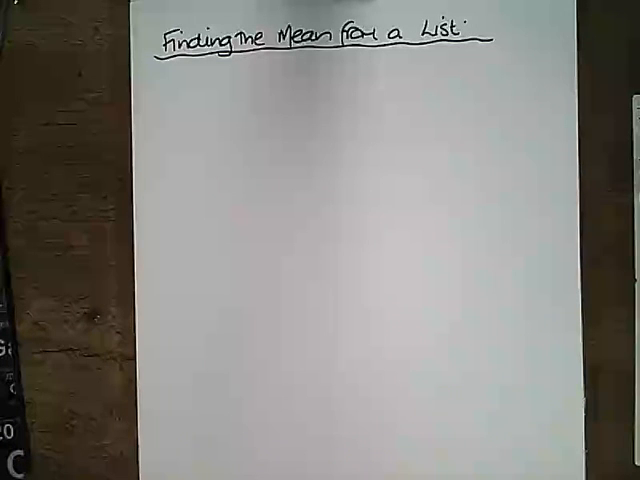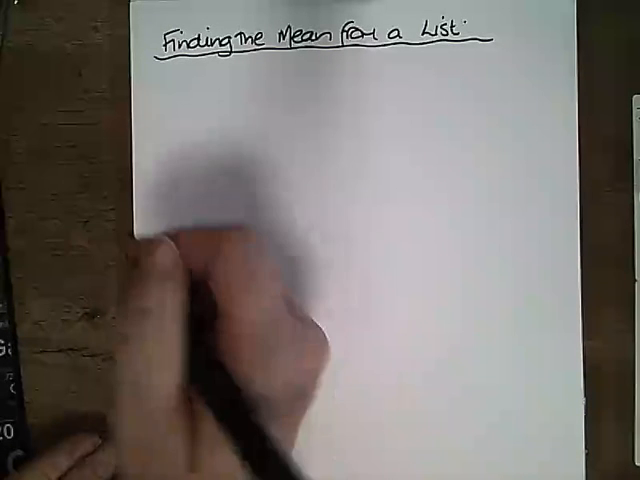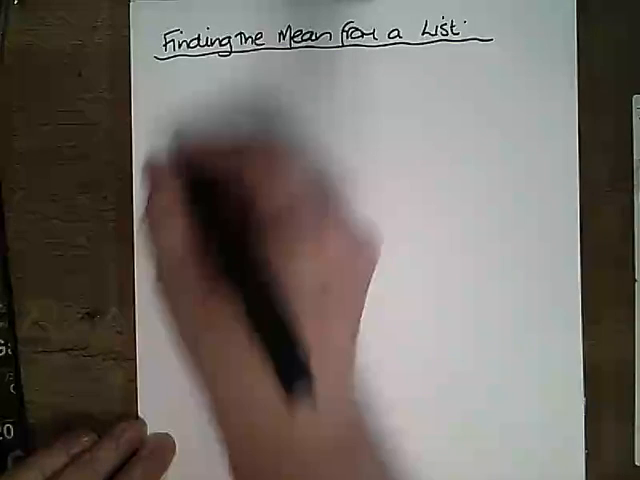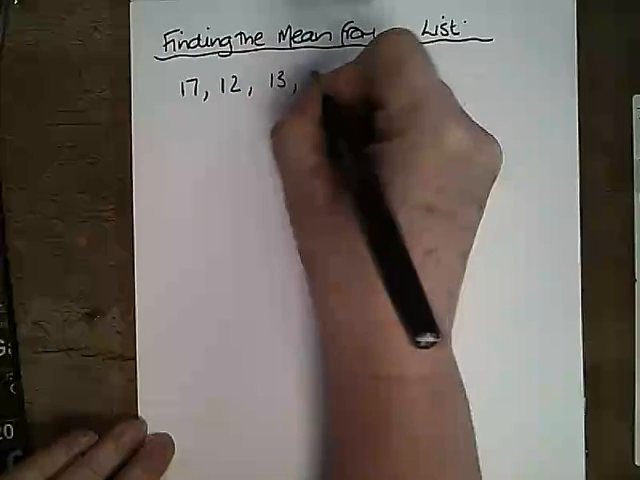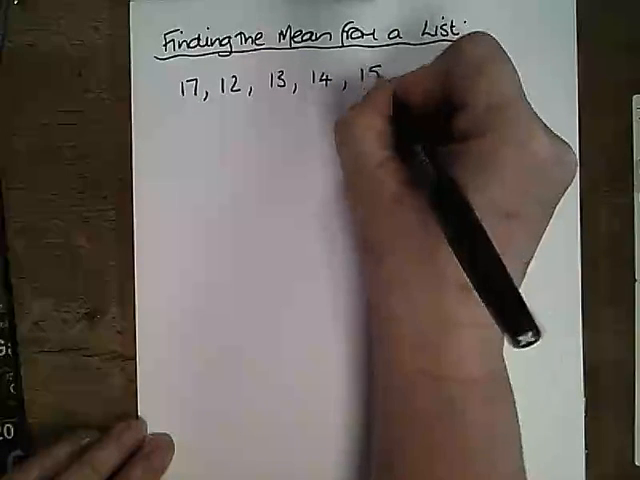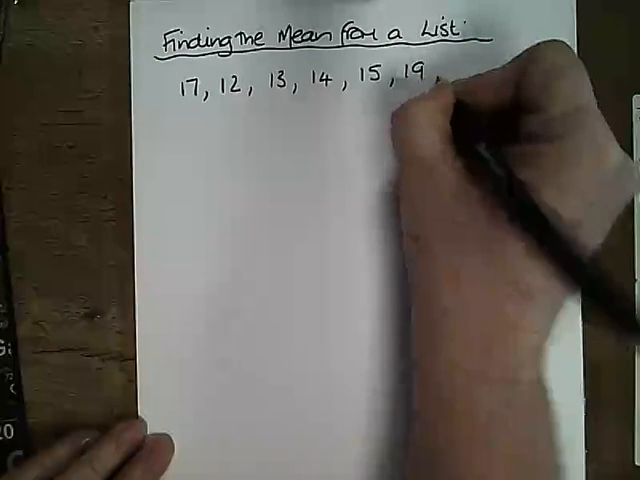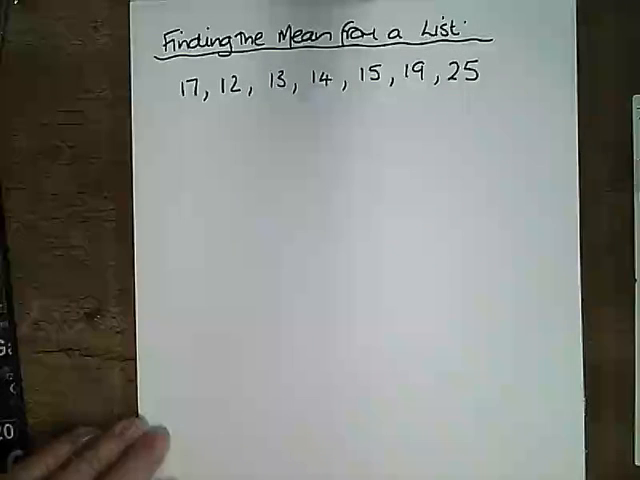Hi and welcome to a Kirby Maths video all about being able to find the mean from a list. Let's start with a list of numbers then. So 17, 12, 13, 14, 15, 19 and 25.